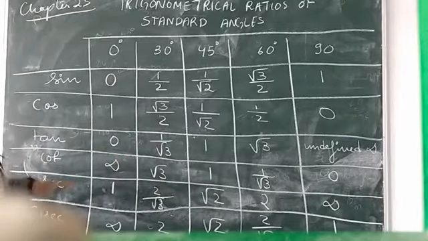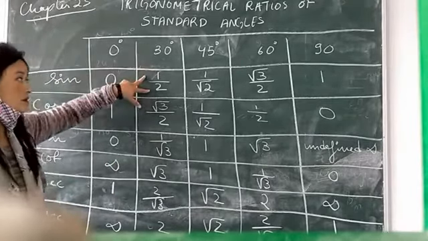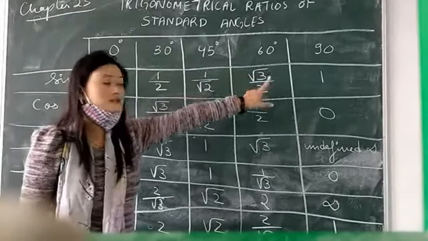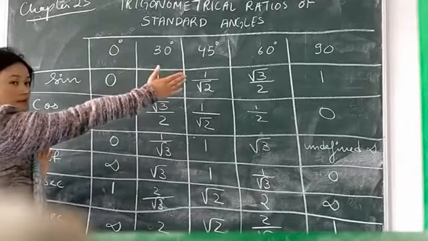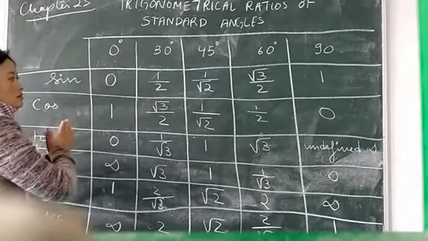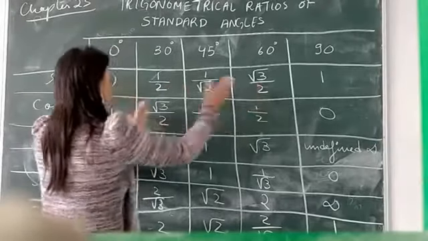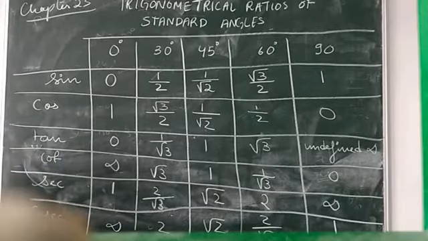Okay, so if you know that sine 0 degree is 0, sine 30 degree is 1 by 2, 45 is 1 by root 2, 60 is root 3 by 2, 90 is 1. For cos, you just have to reverse it. So we start from 90, 1, then root 3 by 2, 1 by root 2, 1 by 2, and 0. So you just interchange the position for sine and cos, tan and cot, and sec and cosec.